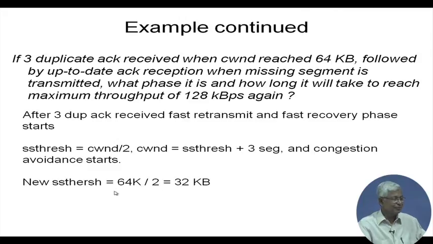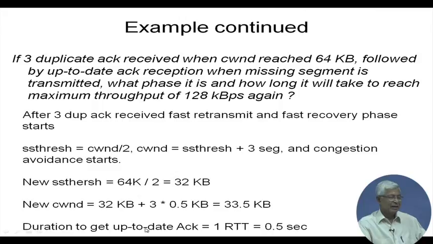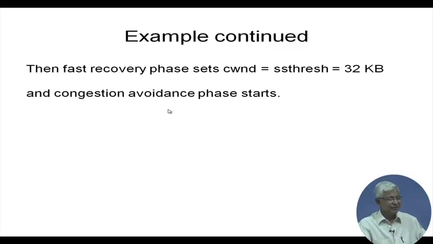So, the new SS threshold value is 64 kilobyte by 2, which is 32 kilobyte, and the new cwnd value is 32 kilobyte plus 3 times 0.5 kilobyte, that is 33.5 kilobytes. And the duration to get the up-to-date ACK is 0.5 second. Then the fast recovery phase sets cwnd equal to SS threshold, 32 kilobyte, and the congestion avoidance phase starts.